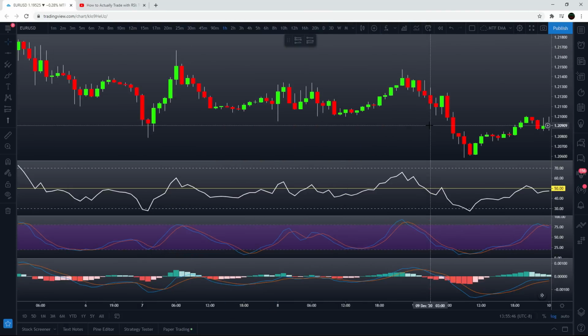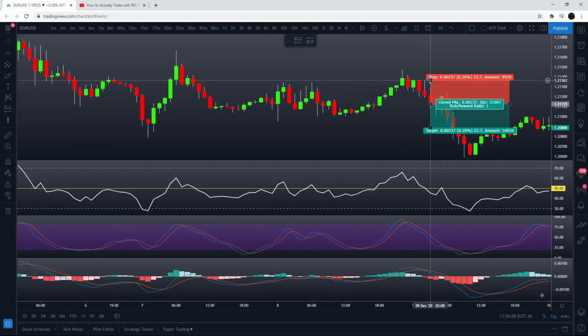In this example, we see stochastic go overbought right around here. We then need to wait for the RSI and the MACD to both signal a down move. So we get that right here on this red candle where the MACD is crossed and the RSI is now below the 50 line. So here's our short entry.